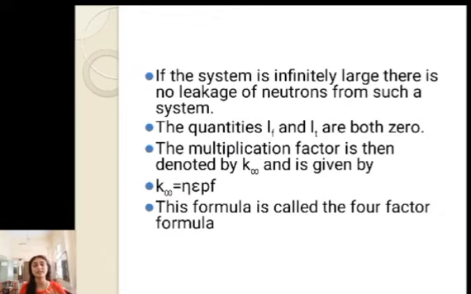Now, if the system is infinitely large, there is no leakage of neutrons from such a system. That is, leakage of neutrons is not possible. Then the leakage factor for fast neutrons and the leakage factor for thermal neutrons, LF and LT, we can take both as 0. And if we take both as 0, the formula for K becomes K equals eta epsilon p f. Here the K we will denote as K infinity, and now the name is multiplication factor. This formula, K infinity equals eta epsilon p f, is called the 4-factor formula.